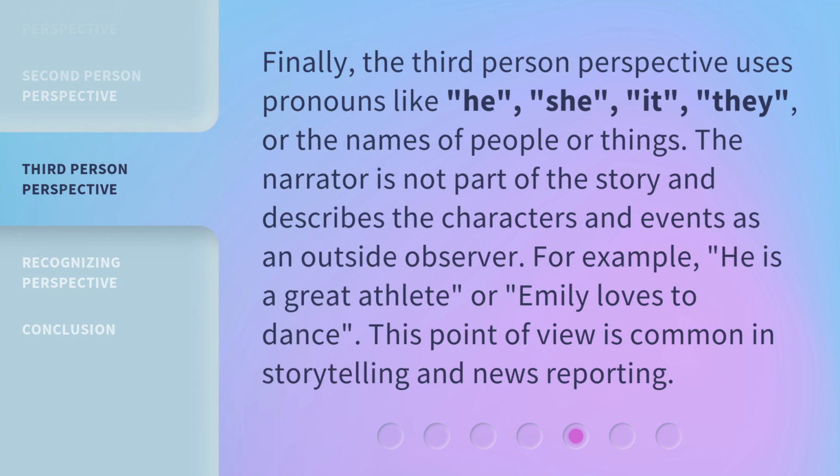Finally, the third-person perspective uses pronouns like he, she, it, they, or the names of people or things. The narrator is not part of the story and describes the characters and events as an outside observer. For example, he is a great athlete, or Emily loves to dance. This point of view is common in storytelling and news reporting.